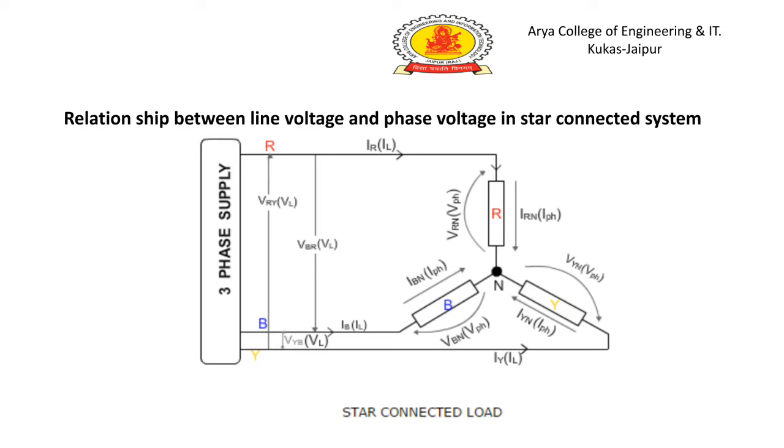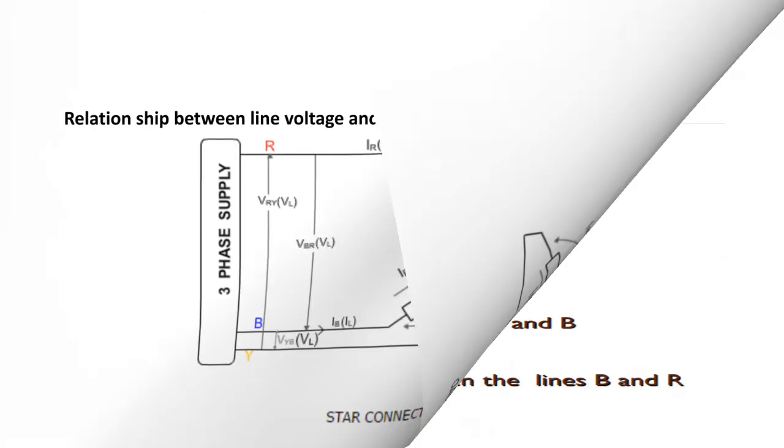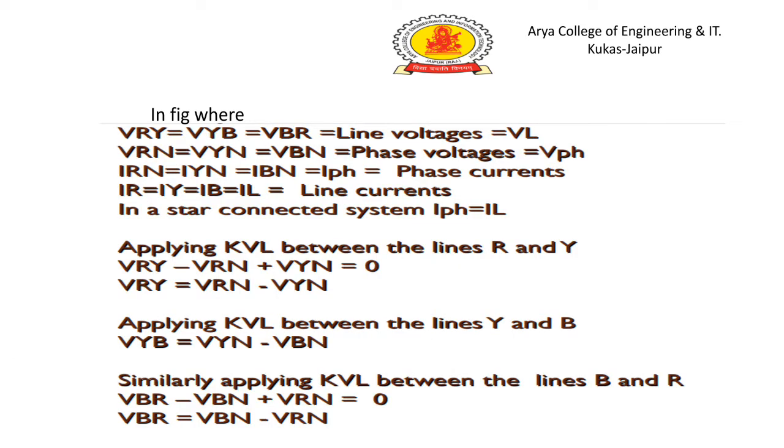IBN, IRN and IYN, this is the phase current. VRN, VYN, VBN, this is the phase voltage. This is what we have been discussing about line current and phase current.